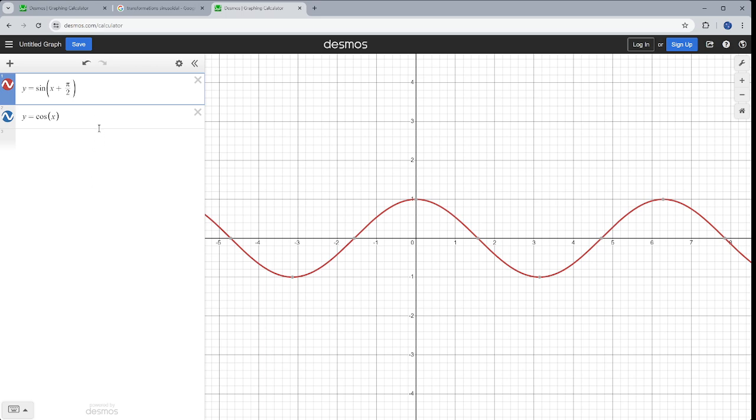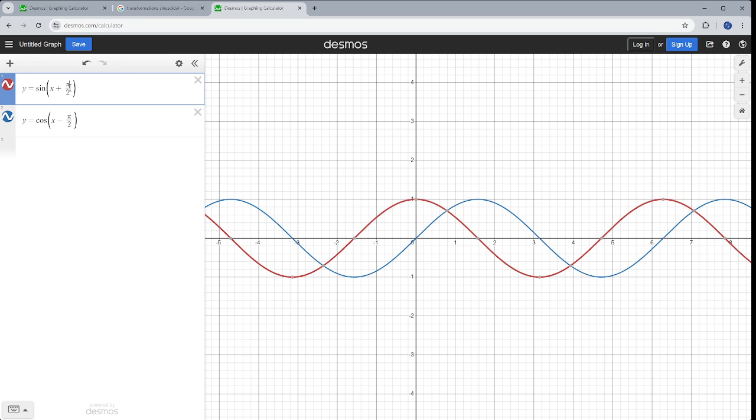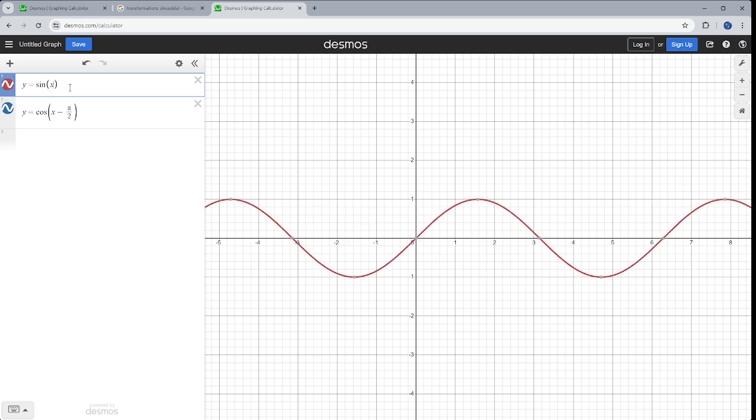And now our graphs are overlapping. We have the exact same graph with a phase shift. And this is where trig identities come from, because we have these transformations. Just like if we were to use, I believe we could do minus pi over 2. And it would be exactly the same to y equals sine x, right? So all that's doing is just moving it left to right.